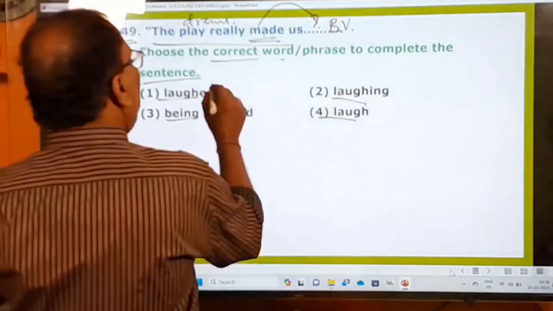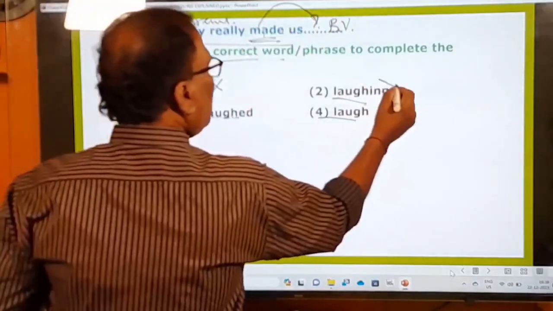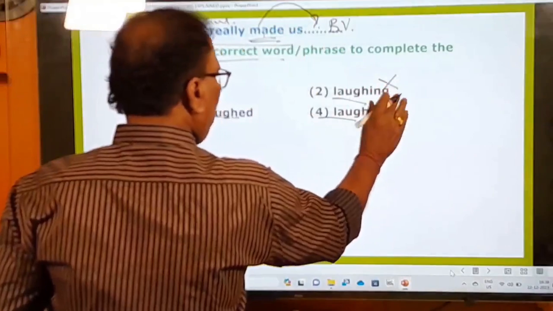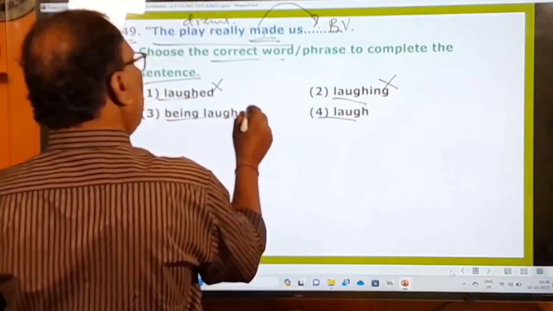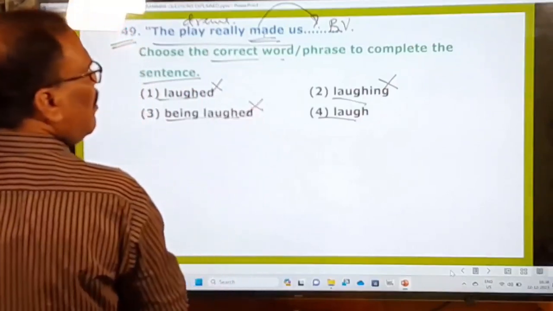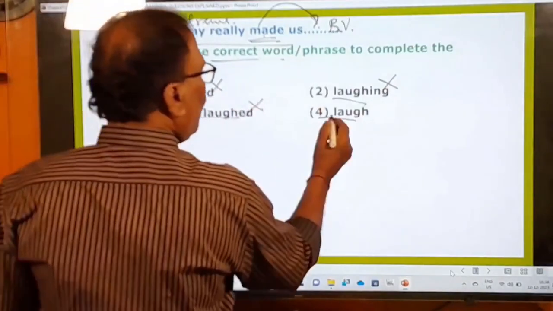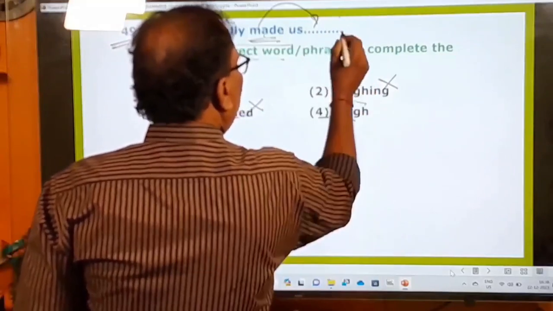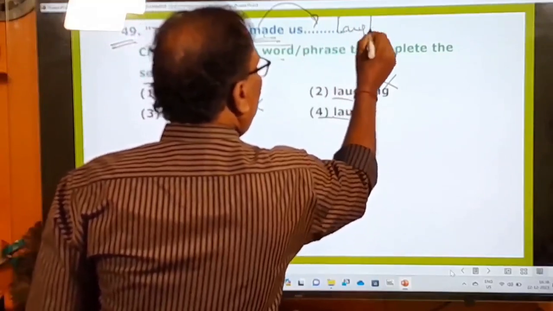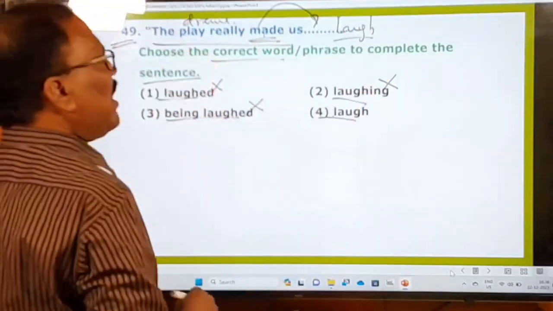So laughed is the past tense form verb, not allowed. Laughing is the present participle verb, not allowed. Being laughed, passive voice past participle verb, is given here. These three are not allowed, only this one is allowed, that is laugh, the base form verb. So this fourth one is the right one here. The play really made us laugh.